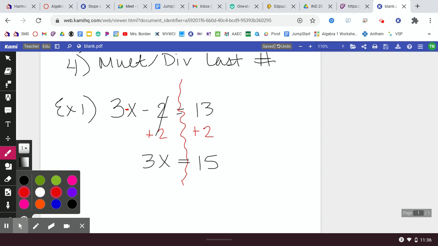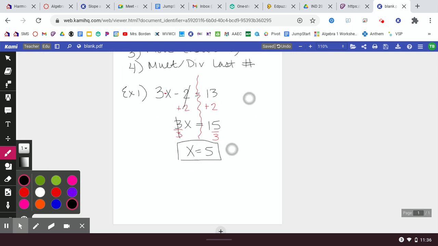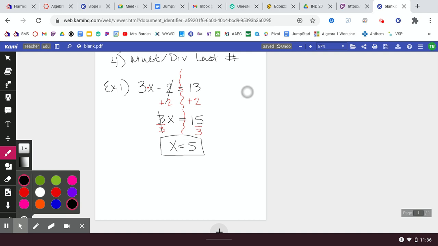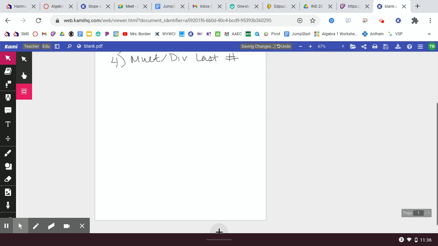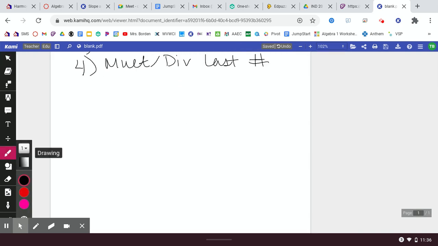And then what? Good. Divide by 3 and divide by 3. And the 3 and the 3 reduce to 1, leaving my x by itself over there, and then 15 divided by 3 is 5. So my answer would be x equals 5. Okay. Let's erase this, and we'll do another example here. All right, example number 2.